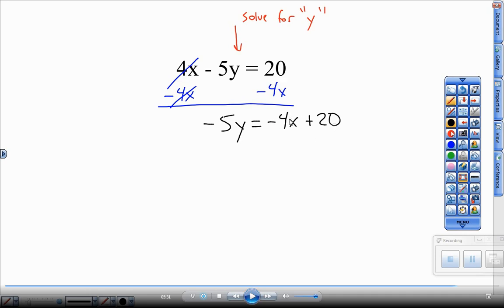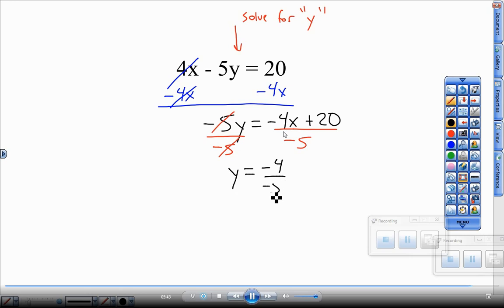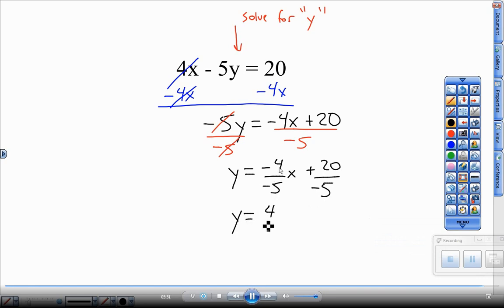I cannot add these. These are unlike terms. Practice writing the x term first and the number second. Now, I'm not going to add 5. This is negative 5 times y. So the opposite, divide everything by negative 5. Split this up into negative 4x over negative 5 plus 20 divided by its own negative 5. This will simplify to positive 4/5 x minus 4.